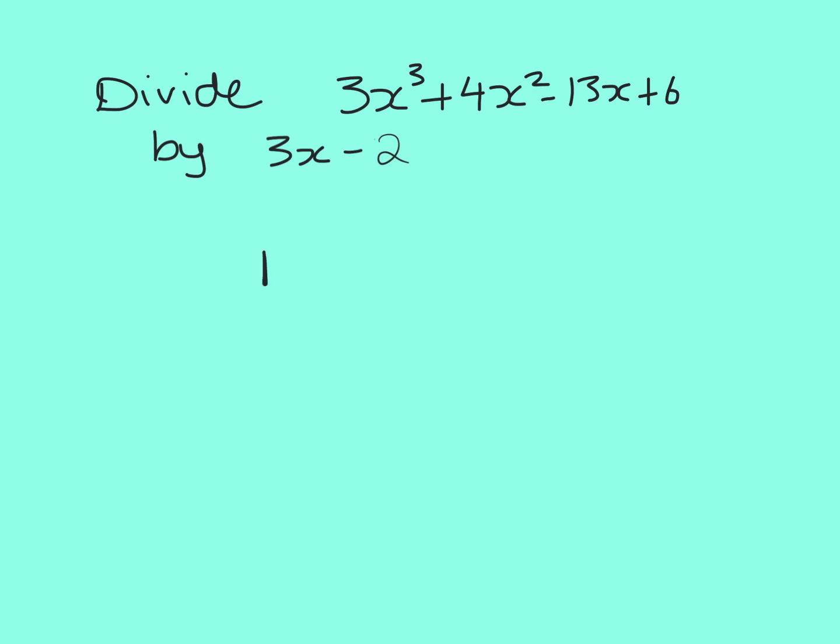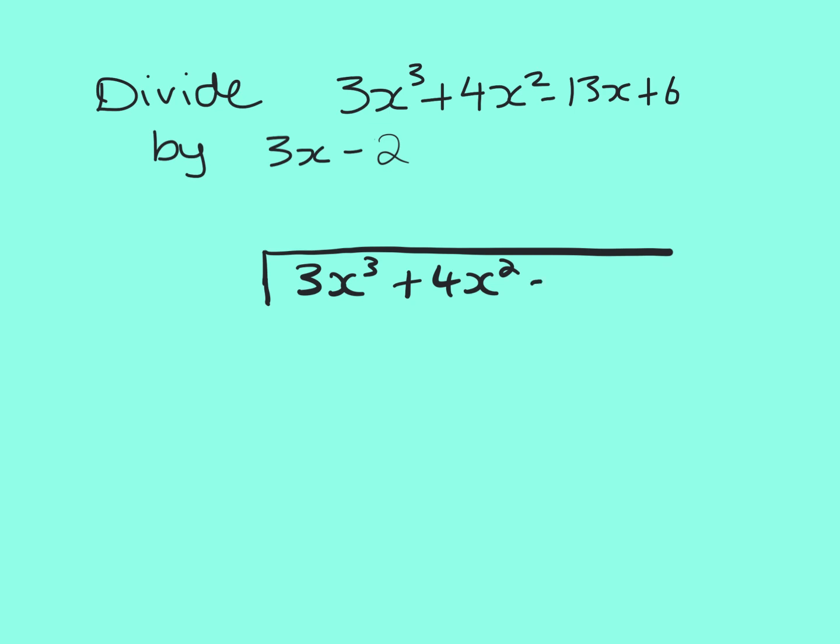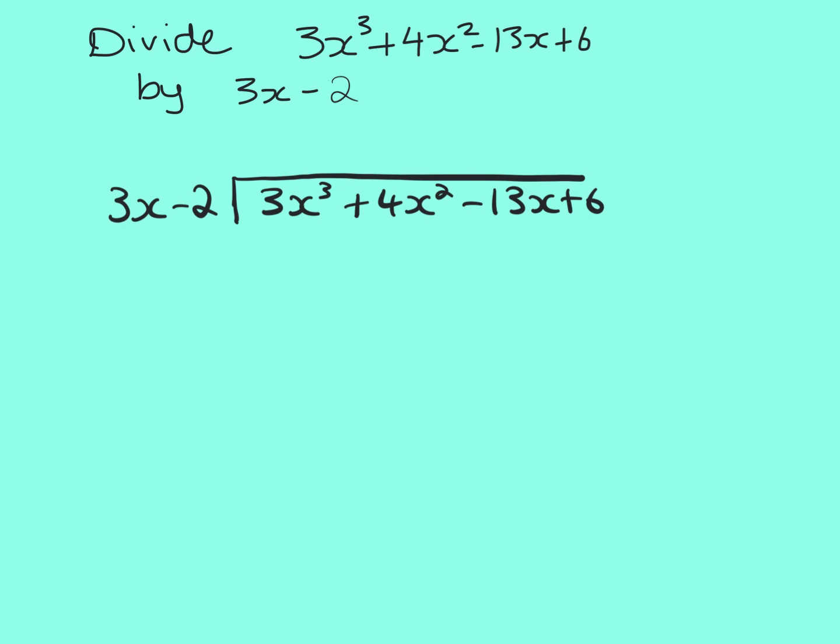And one more example then of a cubic expression. So 3x cubed plus 4x squared minus 13x plus 6, and we're going to divide that by 3x minus 2. Okay, so I'm going to take my first term, 3x, and I'm going to ask, what would I multiply by 3x to get 3x cubed? This one's easy, I can see that that's going to be x squared.